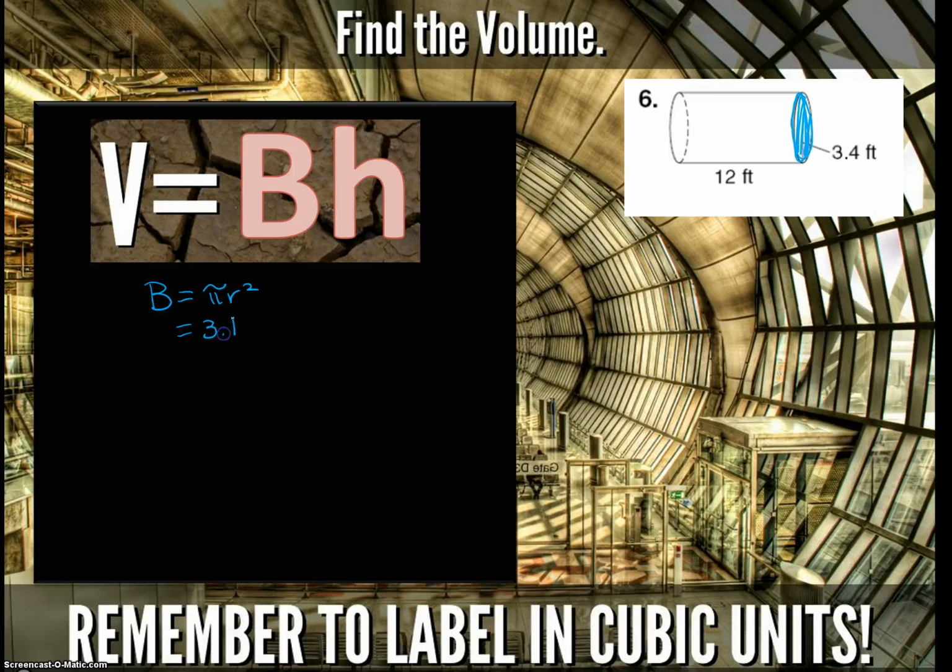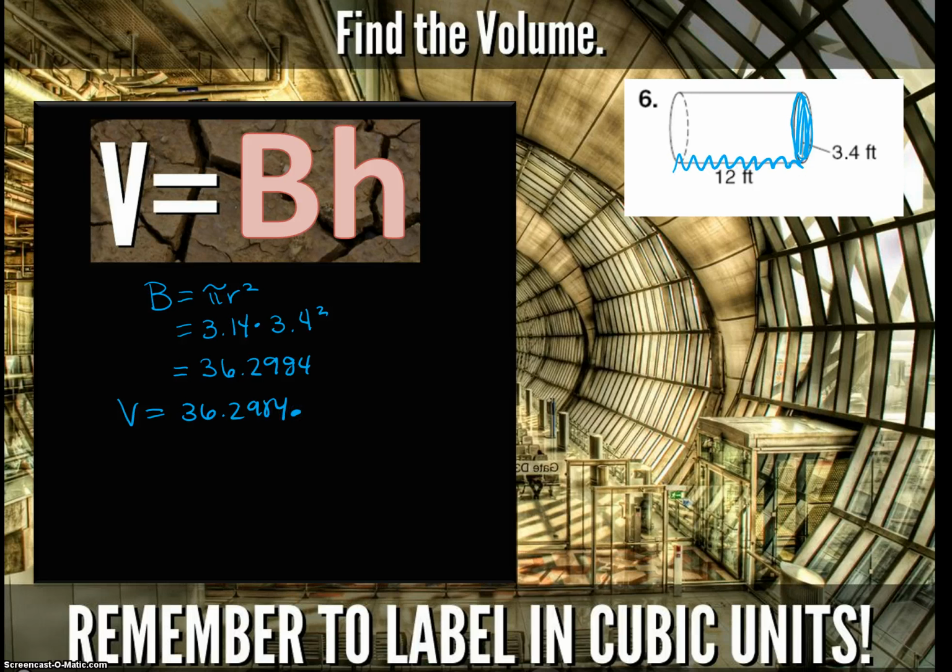So 3.14 times 3.4 squared. And if you put that in your calculator, you get 36.2984. So my volume will be that number, 36.2984, multiplied by the number that's not yet used.